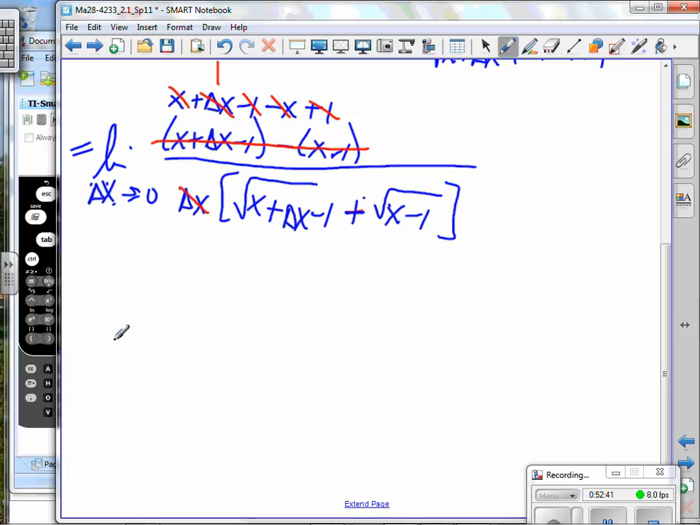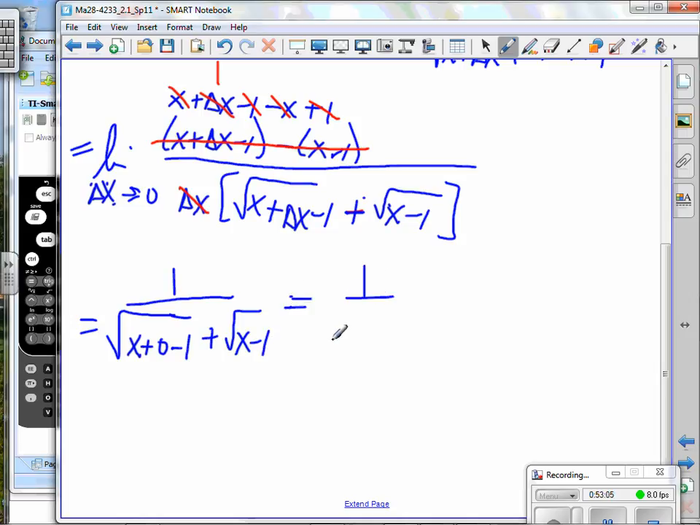Yes. Do I continue to write the limit notation? No. I have 1 divided by the square root of x plus 0 minus 1. I'll put those in just in case someone wants to see them there. Plus the square root of x minus 1, or simply 1 divided by 2 the square root of x minus 1.